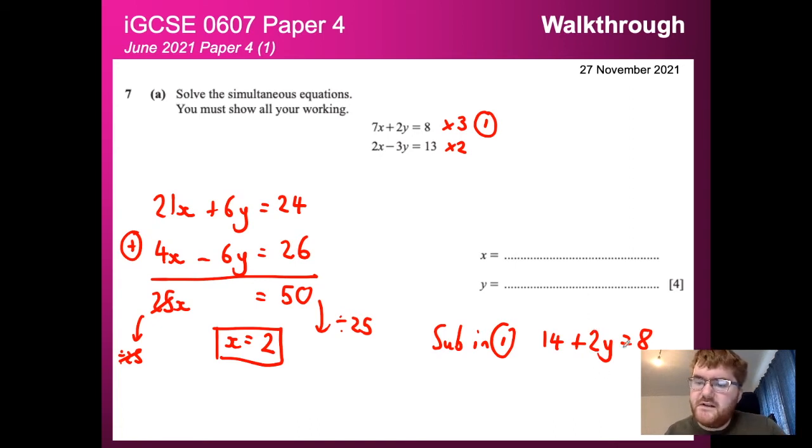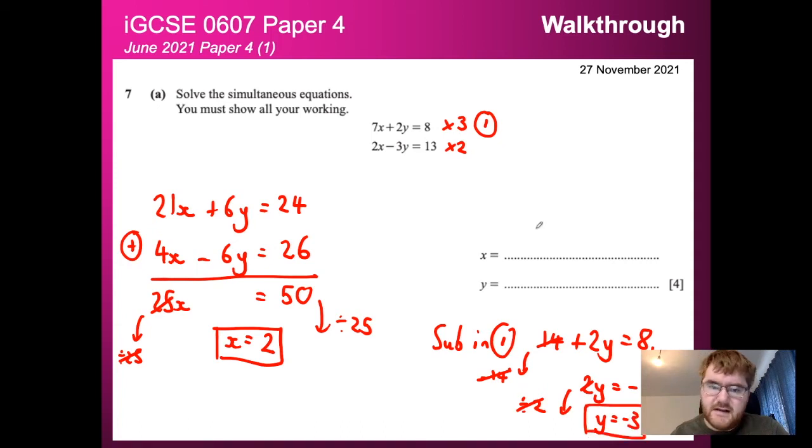So we want to get the y on its own. So what's the opposite of plus 14? Well, that's minus 14 on both sides. This cancels. We're left with 2y is equal to, well, 8 minus 14 is equal to minus 6. And then finally, what's the opposite of times it by 2? We divide by 2 on both sides. And this gives us our final answer of y is equal to negative 3. So x will be equal to 2 and y is equal to negative 3.